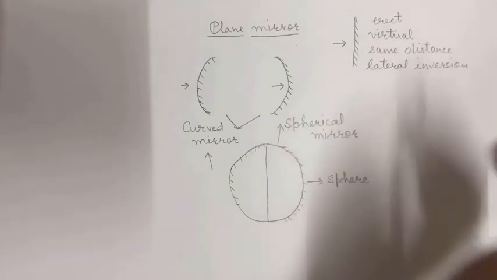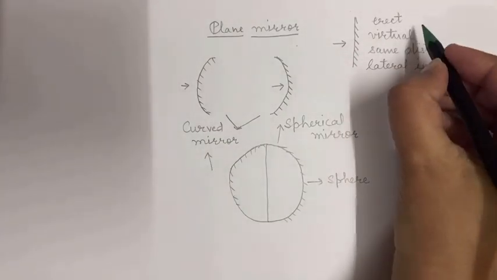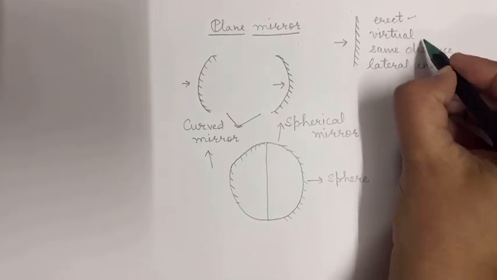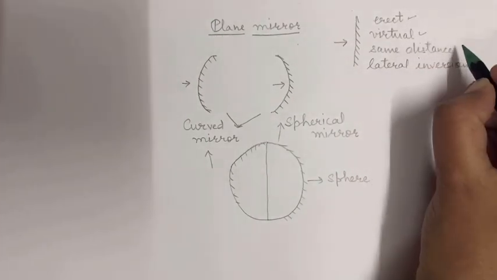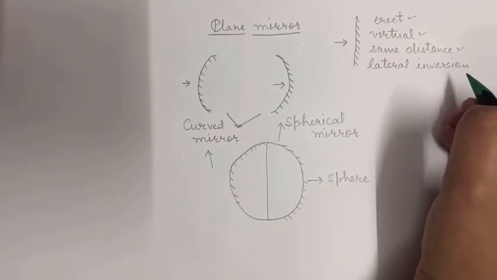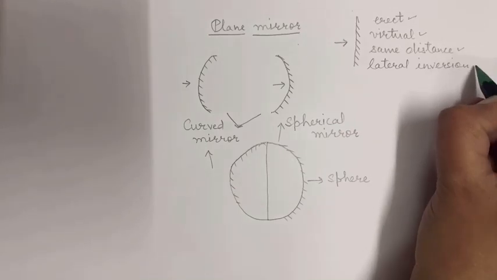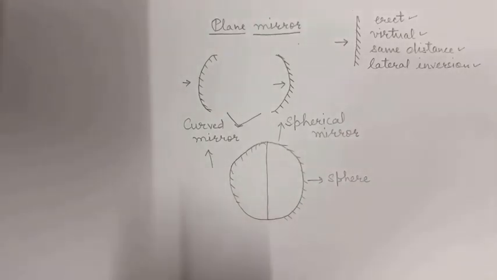Each image formed by a plane mirror will have certain properties or characteristics which we have already discussed. It will be erect, it will be virtual, it will be at the same distance, of same size and of same color. And the image formed will show lateral inversion. So these we have already discussed.